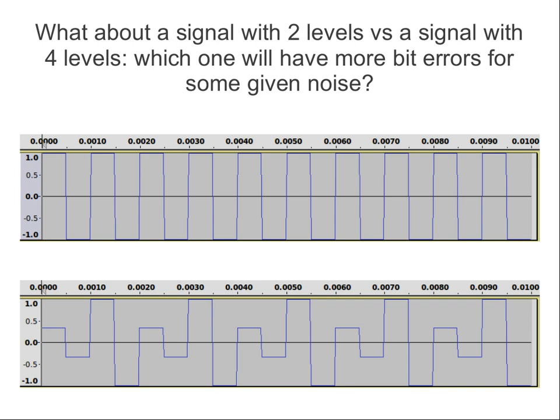Receive 0.1. Closest to level 1 or 2? Still level 1, okay? Therefore 0, fine.